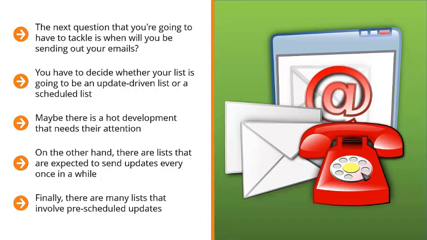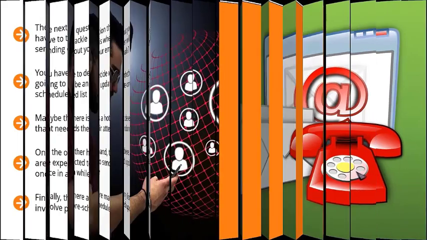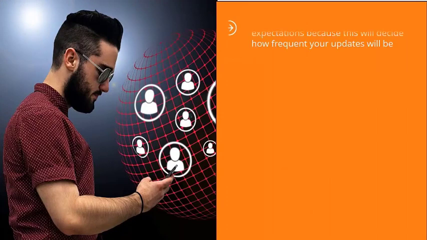Finally, there are many lists that involve pre-scheduled updates. These are usually tutorials or autoresponder series that people specifically sign up for. For example, if I sign up for an email list that is promising to teach me how to trade Bitcoin on a weekly basis, I would expect that I would receive a tutorial email with links to instructional videos once a week. Make sure you set up the right expectations because this will decide how frequent your updates will be. Timing depends on subscriber expectations.